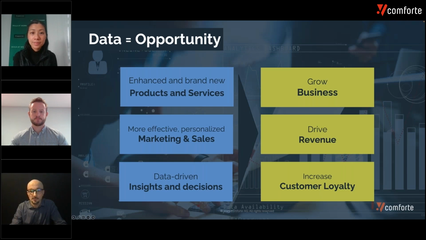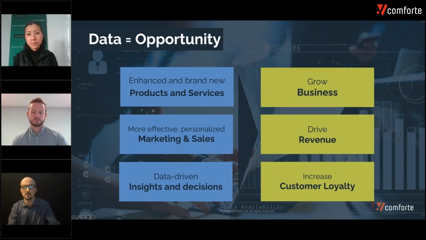Thanks everybody for joining. Thank you, Heidi, for the great presentation, these very valuable insights. So I just want to say, we see very similar patterns when talking to our customers and prospects. They want to use data, of course, for business opportunities to enhance their products and services, to make their marketing and sales more effective, to generate those business insights and improve decision making, right? And ultimately, they want to grow their business, drive revenue, increase customer retention and loyalty by providing personalized offers based on customers' purchasing behavior and preferences.